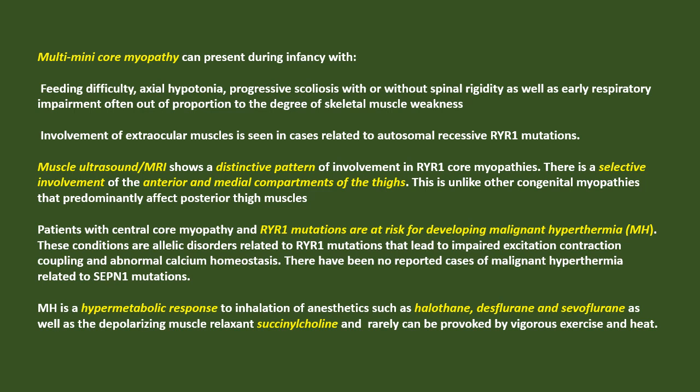Multi-minicore myopathy can present during infancy with feeding difficulty, axial hypotonia, progressive scoliosis with or without spinal rigidity, as well as early respiratory impairment out of proportion to the degree of skeletal muscle weakness. Involvement of extraocular muscles is seen in cases related to autosomal recessive RYR1 mutations.